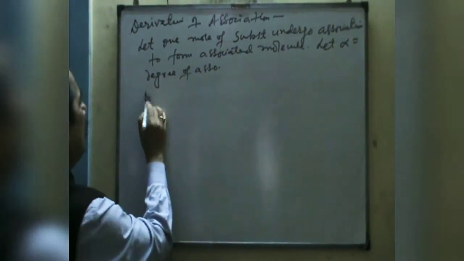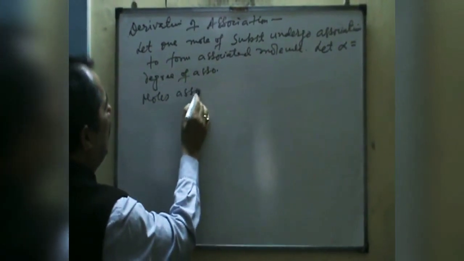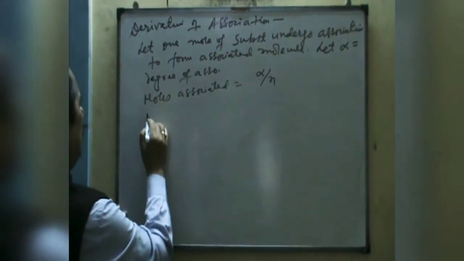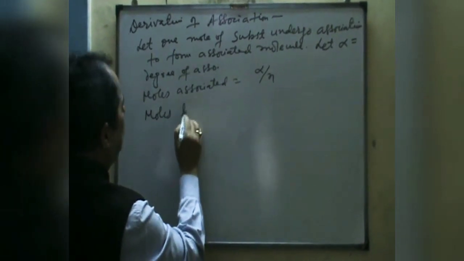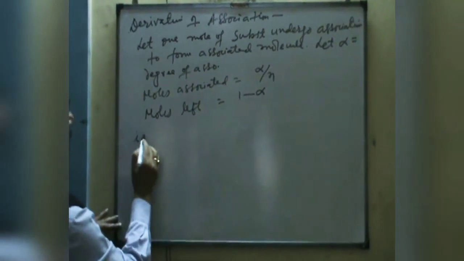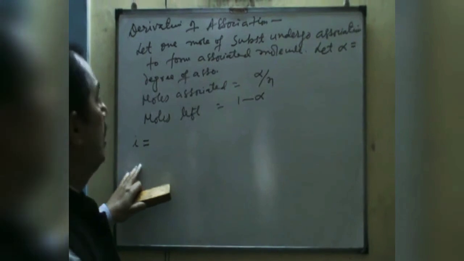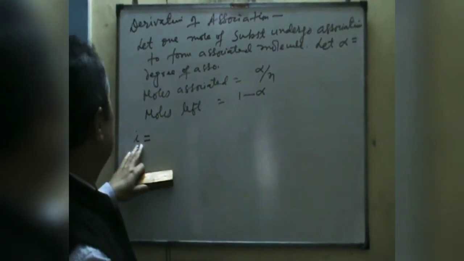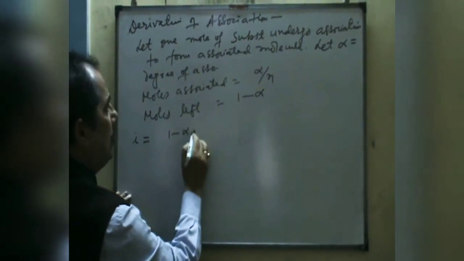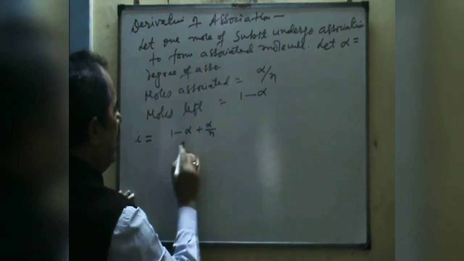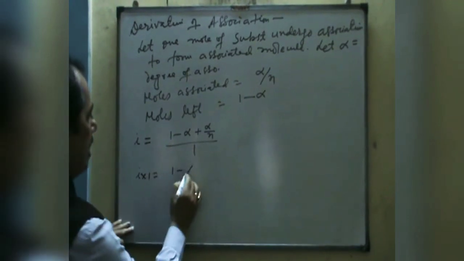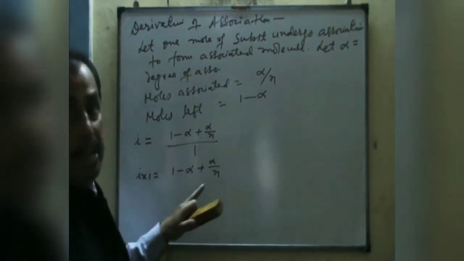See, moles associated is alpha by n. Moles left in solution are 1 minus alpha. So what is the i, the Van't Hoff factor? i is actually the total number of particles formed after association divided by 1, that is 1 minus alpha plus alpha by n divided by 1. So i into 1 is equal to 1 minus alpha plus alpha by n.